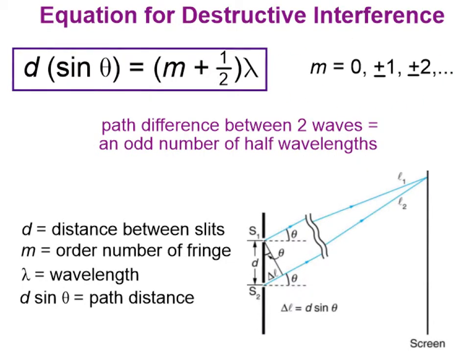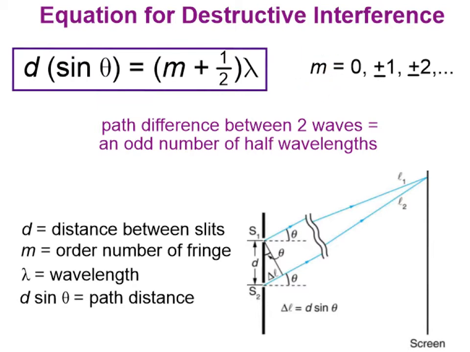Now that should be an easy jump to our equation for destructive interference. Destructive interference is going to be an odd number of half wavelengths. So we're going to get, in this case, M is our order number of fringe. It's going to be 0 plus or minus 1 plus or minus 2, but it's going to be M plus 1/2. So for destructive interference, we're always going to get an odd number of half wavelengths. If M is 0, we're going to get 1/2. Or if M is 1, we'll get 3 halves, 5 halves. Those will be the kinds of numbers.